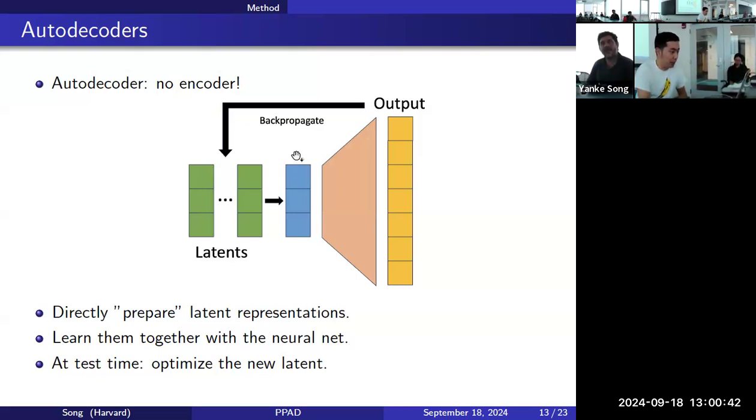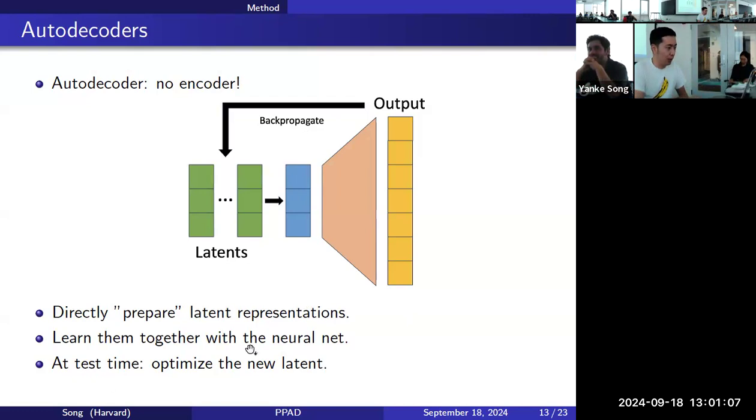Because this autodecoder is kind of special, it also has a special test time procedure. Sorry, can I have one question? So how then would you do it for a new data point? Yeah, I'm just talking about it right now. So for a new data point, remember for an autoencoder, you just need to pass it through the encoder and get a new latent. But for the autodecoder, you don't have the encoder, right?